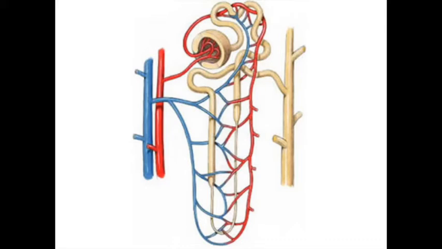So we have a proximal convoluted tubule in the beginning. Proximal means closer to the beginning. And then the distal convoluted tubule, meaning it's the tube at the end. And then that empties into what's called the collecting duct, which at that point, we're working with urine, right? It's now officially urine.